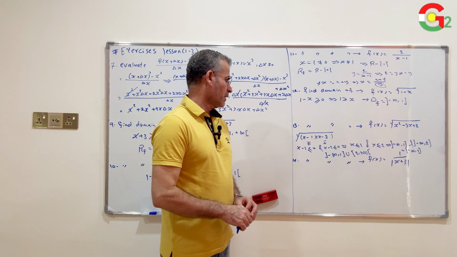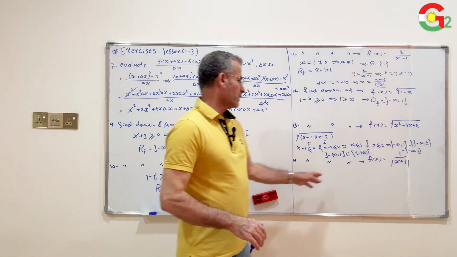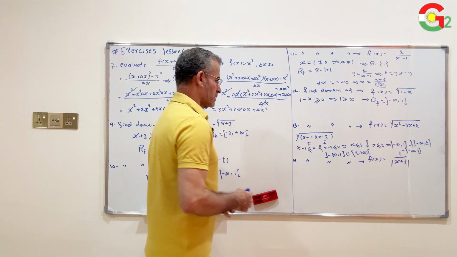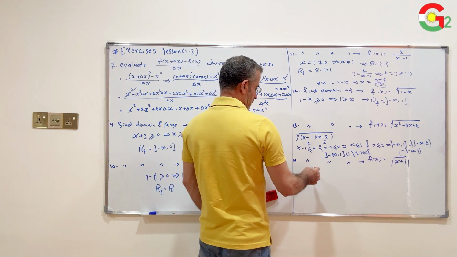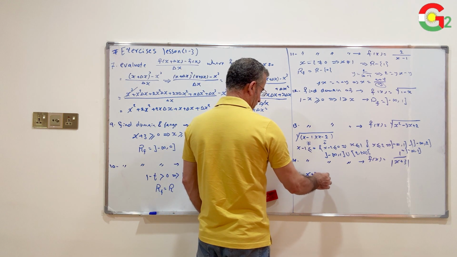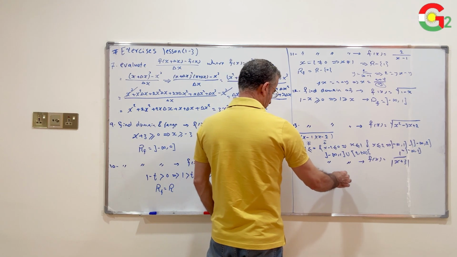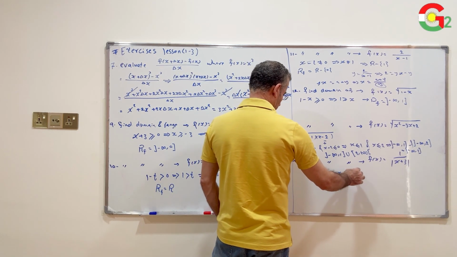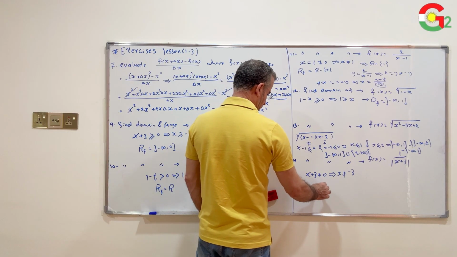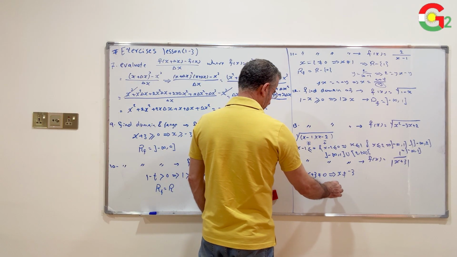Number 14, find the domain of the function f of x equals 1 over absolute value of x plus 3. Since the absolute value is in the denominator, it should not be 0, so x plus 3 is not 0, then x is not equal to negative 3. The domain is all real numbers except negative 3.